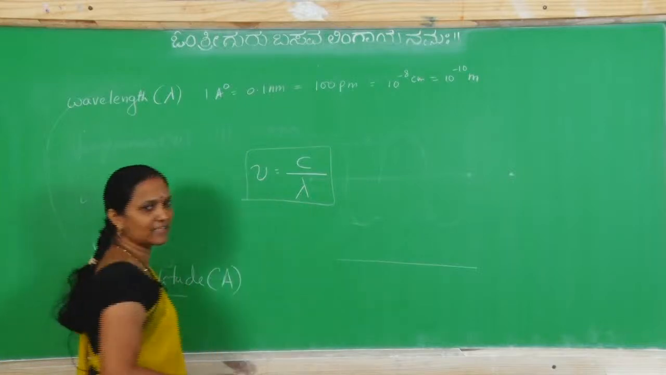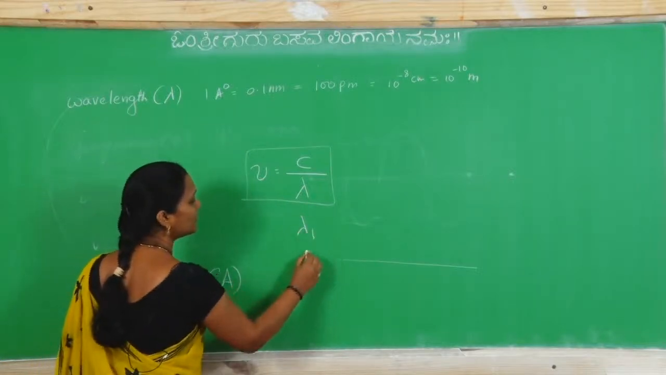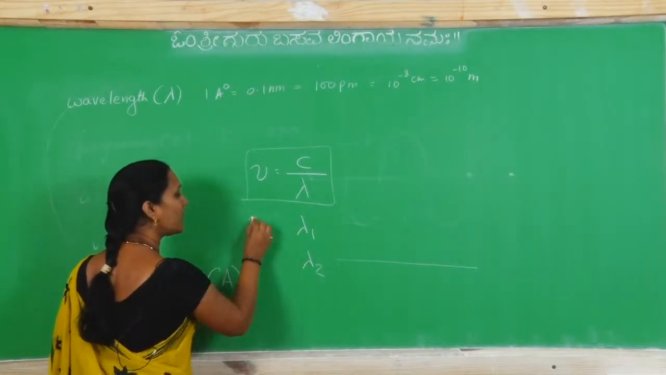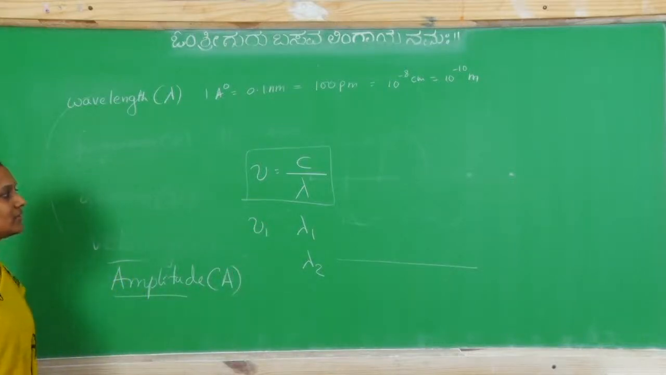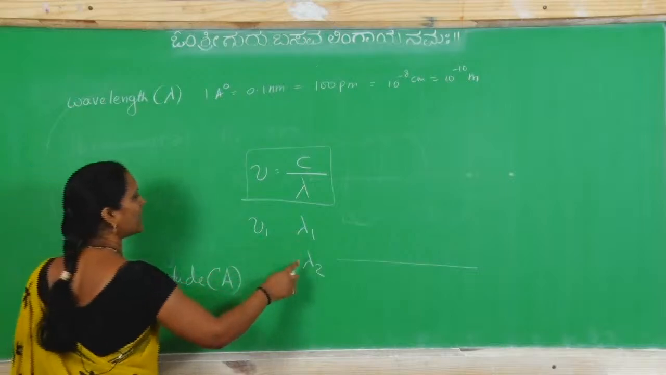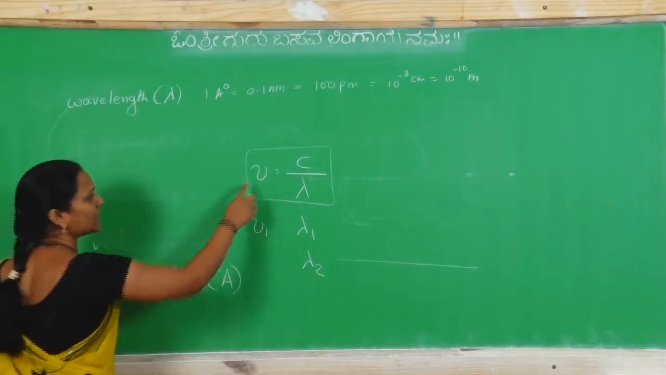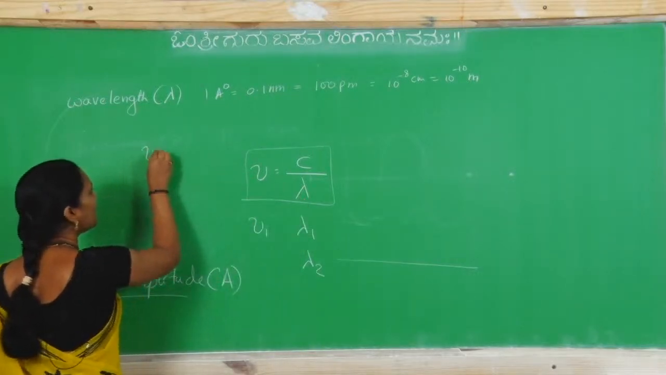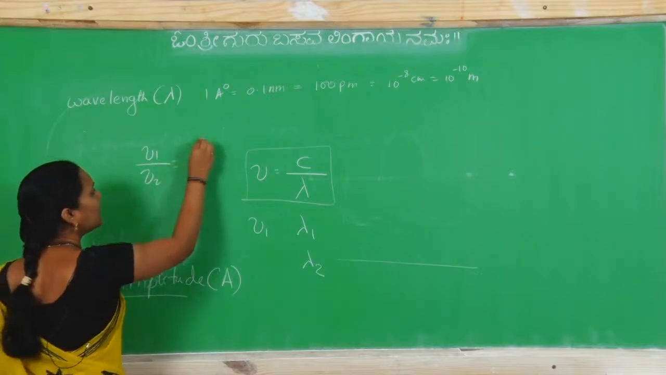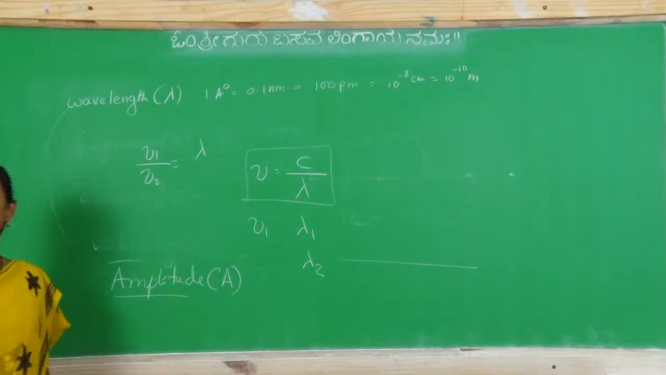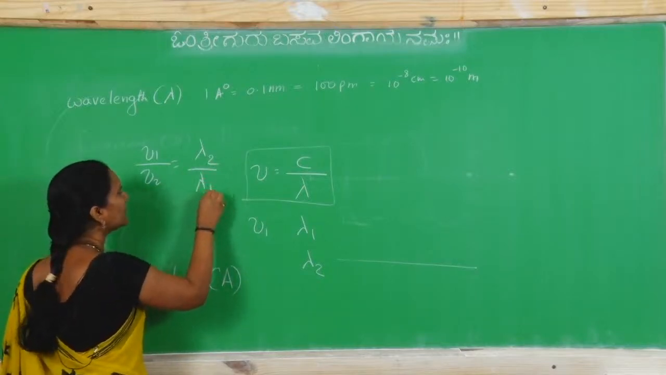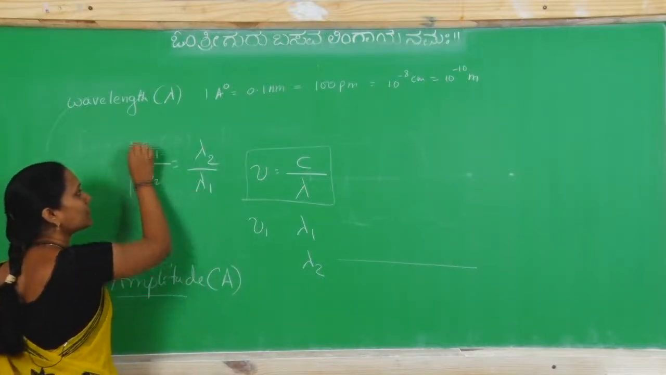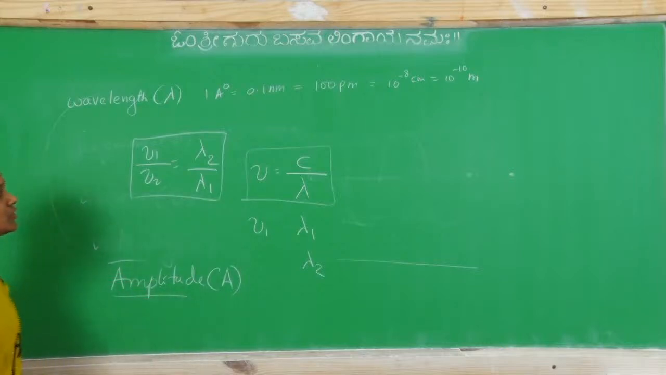Now, two wavelengths are given: lambda 1, lambda 2, and nu 1 is given. Calculate nu 2. What is the relation? Lambda 1 given, lambda 2 given, nu 1 given, nu 2 they are asking. It is inverse. So, nu 1 by nu 2 is equal to lambda 2 by lambda 1. They will give any three values, and the other one we should calculate. So, nu 1 by nu 2 is equal to lambda 2 by lambda 1.